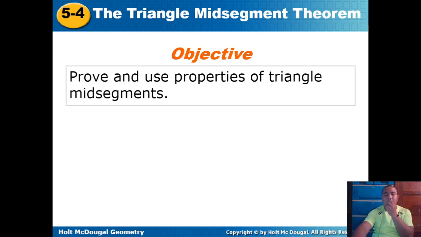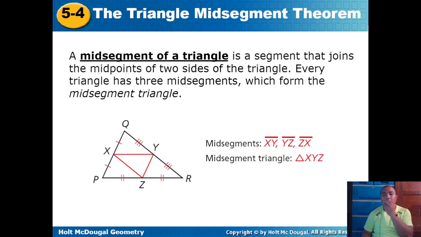So the objective for this topic is a short discussion on the triangle midsegment theorem: prove and use properties of triangle midsegments. A midsegment of a triangle is a segment that joins the midpoints of two sides of the triangle. Every triangle has 3 midsegments, which form the midsegment triangle. Point X is the midpoint of PQ, Y is the midpoint of QR, and Z is the midpoint of PR.